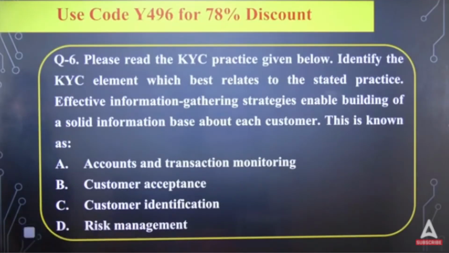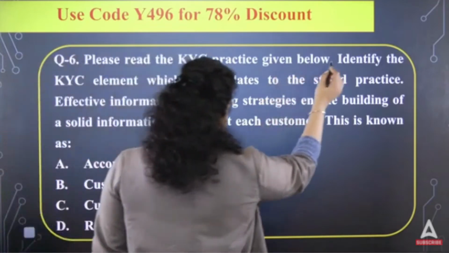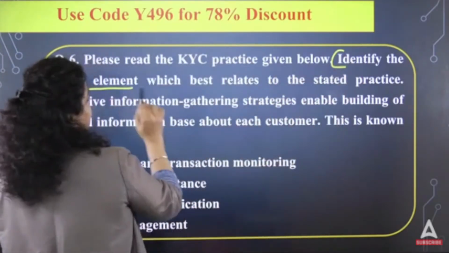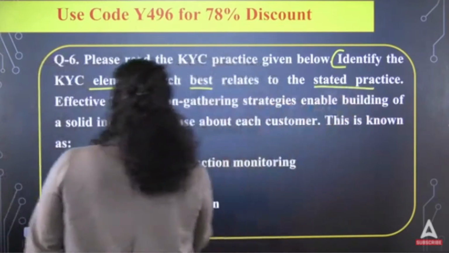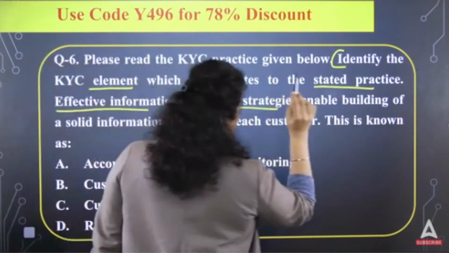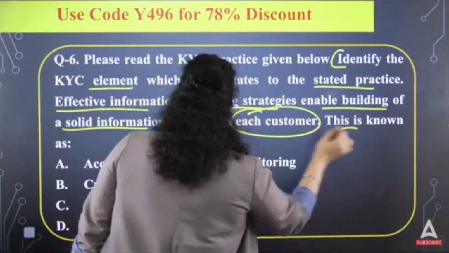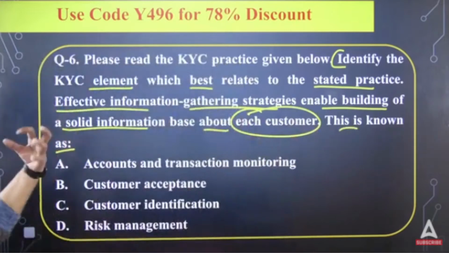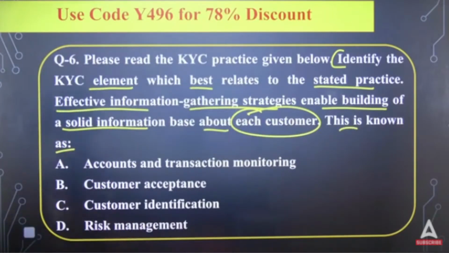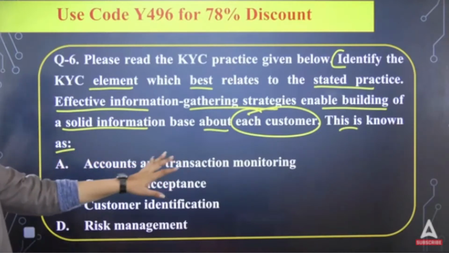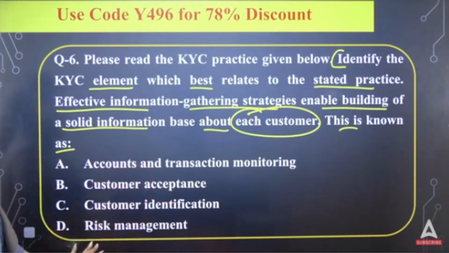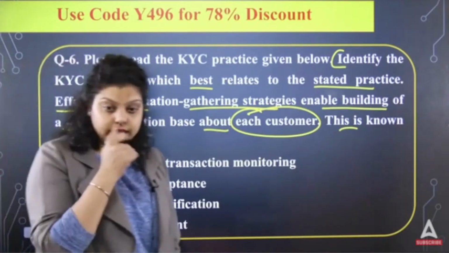Next question is asking that please read the KYC practice given below. Identify the KYC element which best relates to the stated practice: effective information gathering strategies enable building of a solid information base about each customer. So this is known as what? This process of collecting the effective information, gathering the strategies, building a solid information base of the customer. This process is known as what? Accounts and transaction monitoring, customer acceptance, customer identification, risk management. Which of the following is correct?